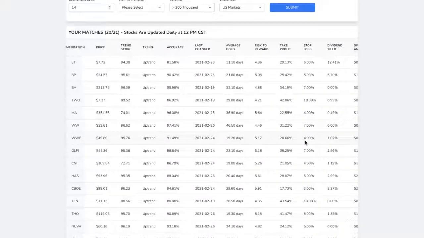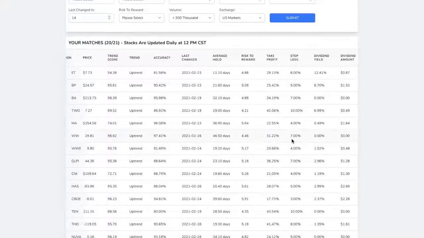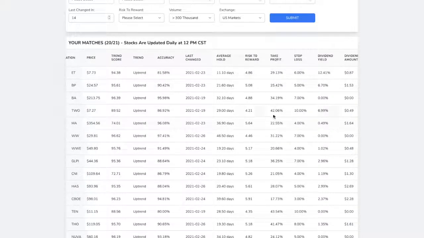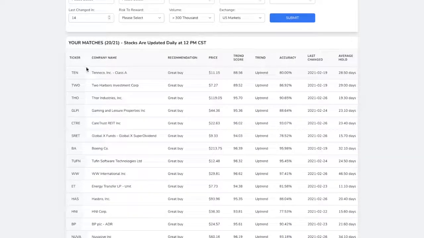Now, as a day trader, we're looking for volatility. We're looking for stocks that move a lot. The way we can do this on the screener is by looking at the take profit return, so we're going to sort that by the highest return first. Now we have stocks that move a lot, because stocks that move a lot have a high projected take profit. We can see a 43, a 42, a 41. So we have TEN, TWO, and THO. And now we can get our day trading stocks from here.